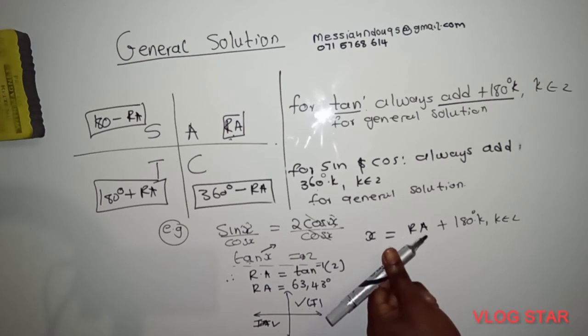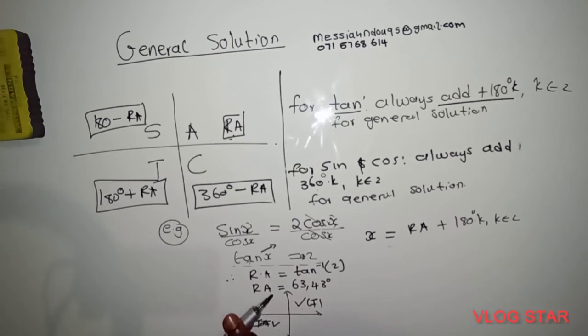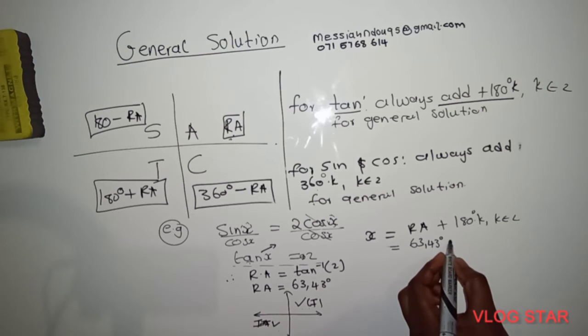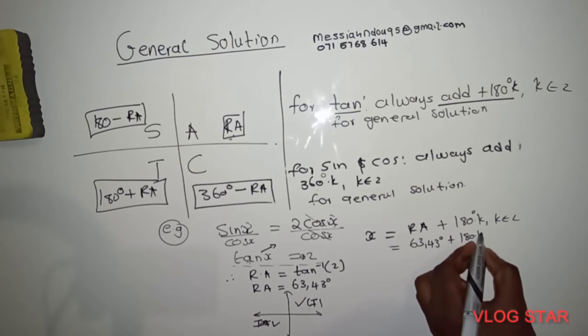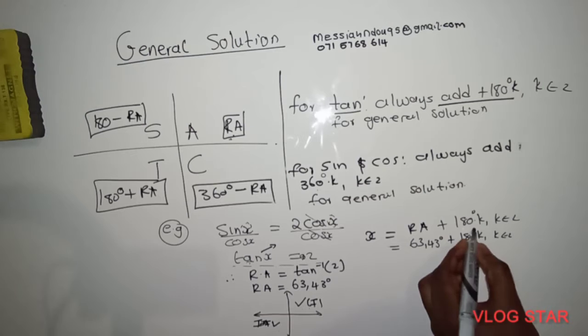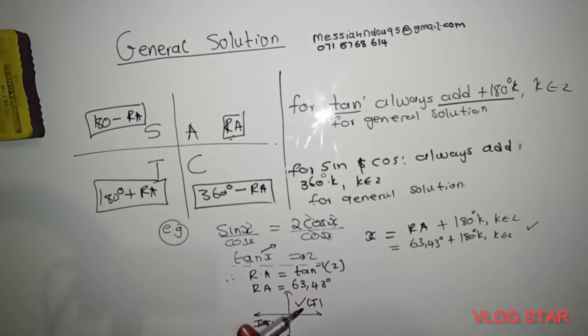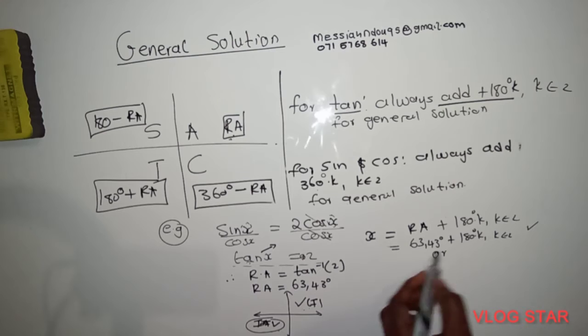So what is the actual size of the reference angle? The actual size for the reference angle is 63.43 degrees plus 180.k, k is Z. Now this is the general solution from the first quadrant. So we have to go and solve the one for the third quadrant. Then we are done with this.